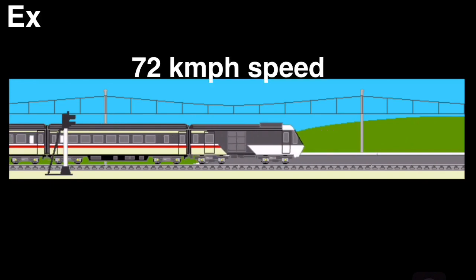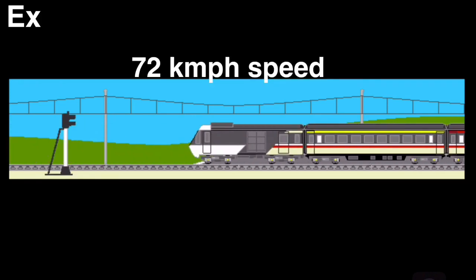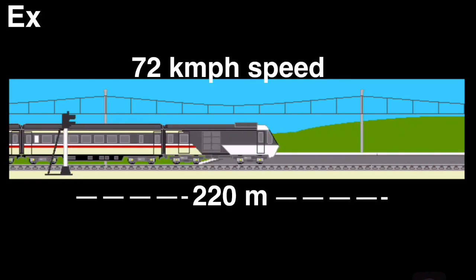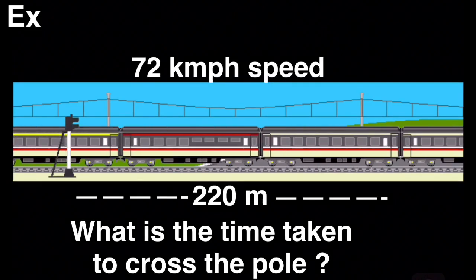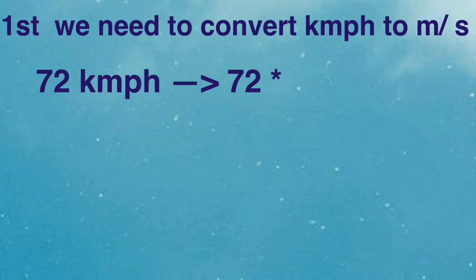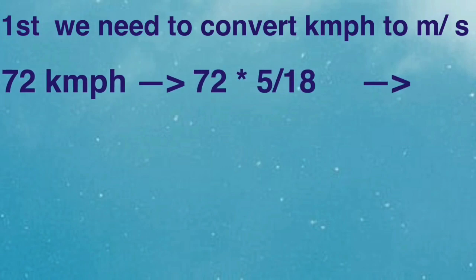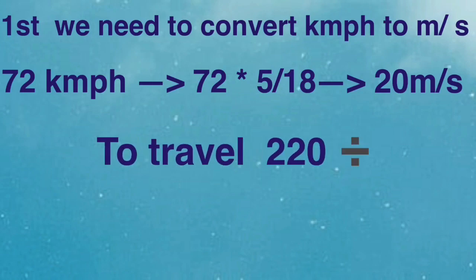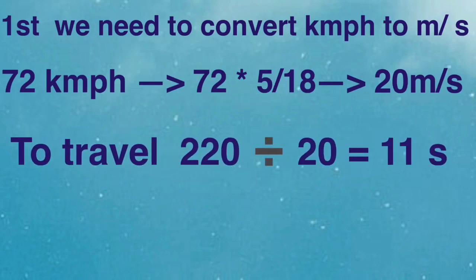Train moving at 72 kilometers per hour speed. 220 meters train length. What is the time taken to cross the pole? First, we need to convert kilometers per hour to meter per second. 72 kilometers per hour is 72 into 5 by 18 is 20 meter per second. Time taken to travel 220 divided by 20, that is 11 seconds.